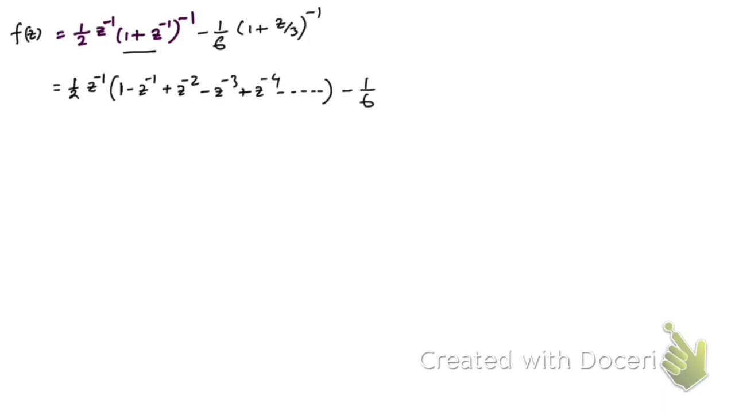1 by 6. Then if you expand it using the same identity, then you're going to have 1, then minus z by 3, then plus z squared by 9, then minus z cubed by 27, and so on. That's how it goes, right?